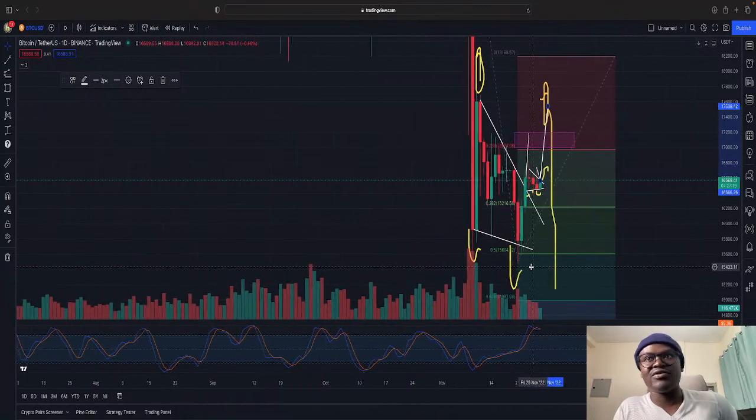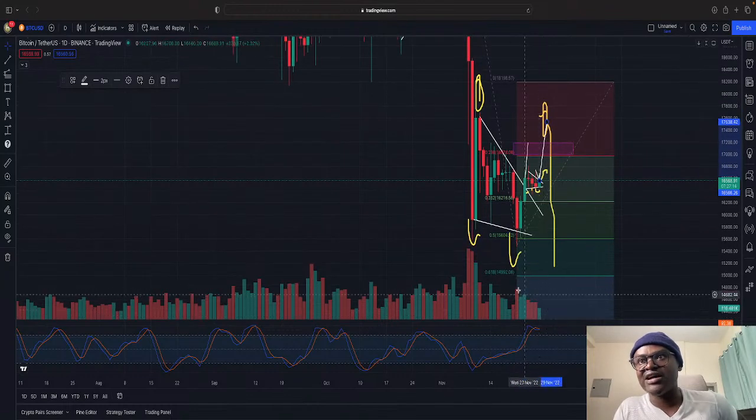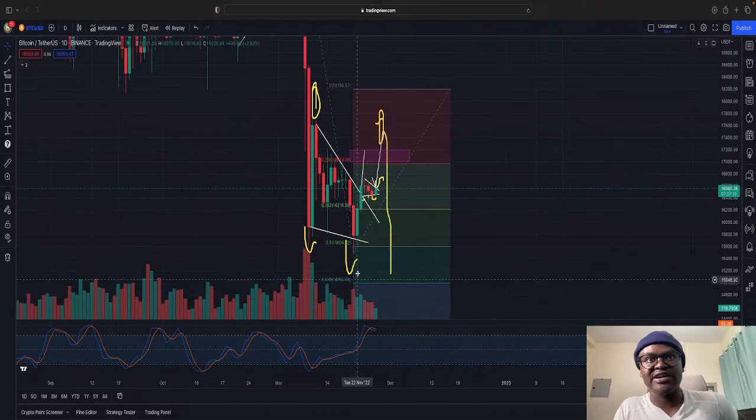The stochastic or even the volume, as you can see, is already dropping down here. It continues to drop as price goes to the upside. So price has been going up here, but volume is dropping here. So it's a bearish divergence.